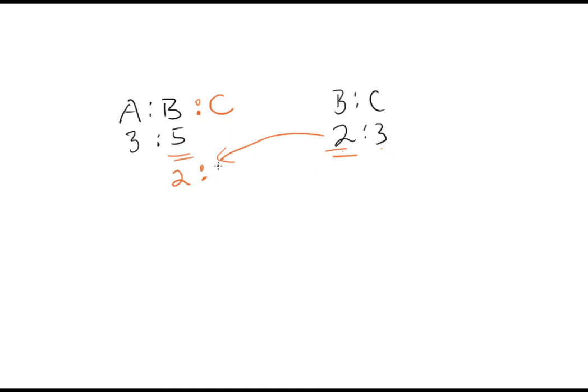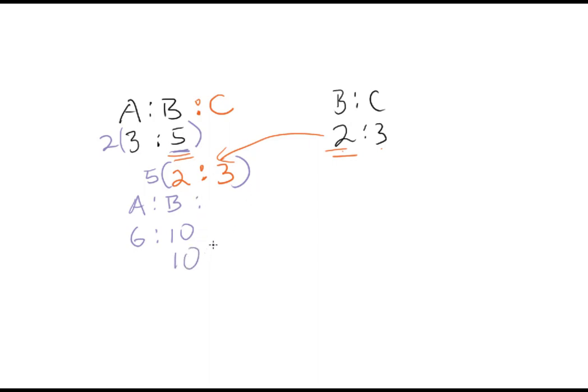B to C is 2 to 3. Now my objective is to make this B number the same. How am I going to do that? I'm going to scale each by the other factor, so I get the same value for B. So for the top one, I'm going to scale it by 2, which is the other factor. That gives me 6 to 2 times 5 is 10 for A to B. And the next one, I'm going to scale by the 5 up top, the other factor, which will be 2 times 5 is 10.